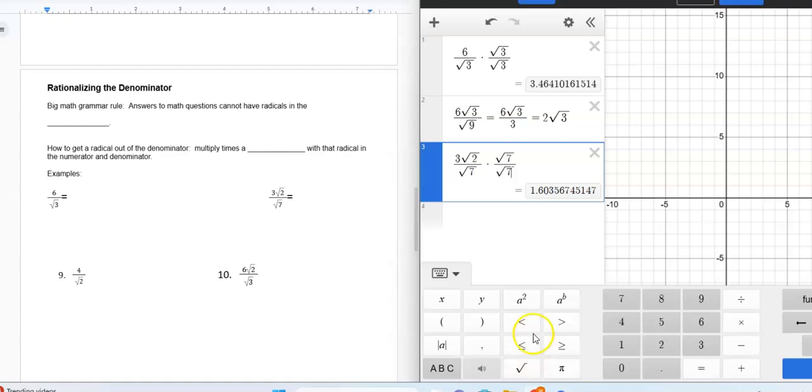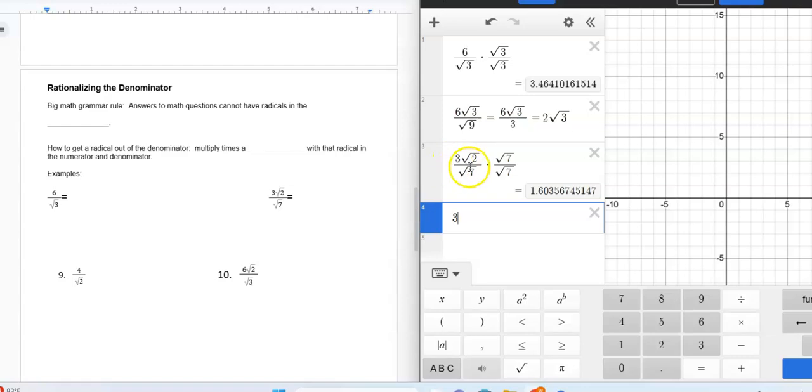Now, notice, all right, what is rad 7 over rad 7? It's 1. Anything divided by itself is 1. So multiplying something times 1 doesn't actually change the value of it. Like, look, if I take this out, it's still 1.6. Hey, it's still 1.6. Multiplying times 1 doesn't actually change the value of it.